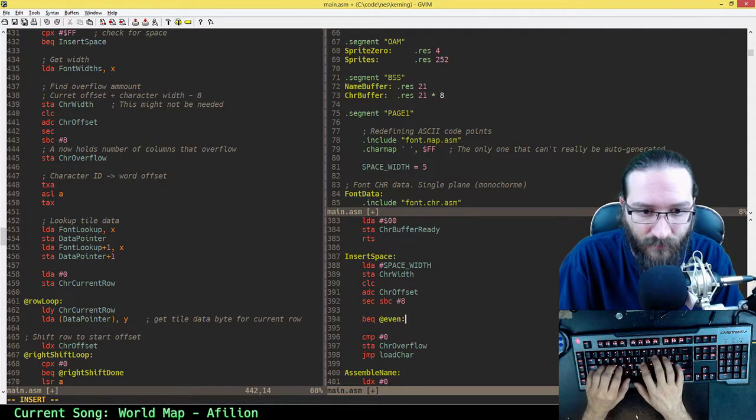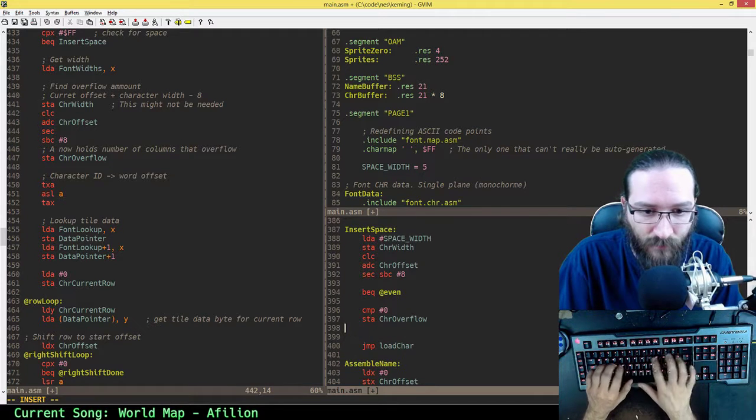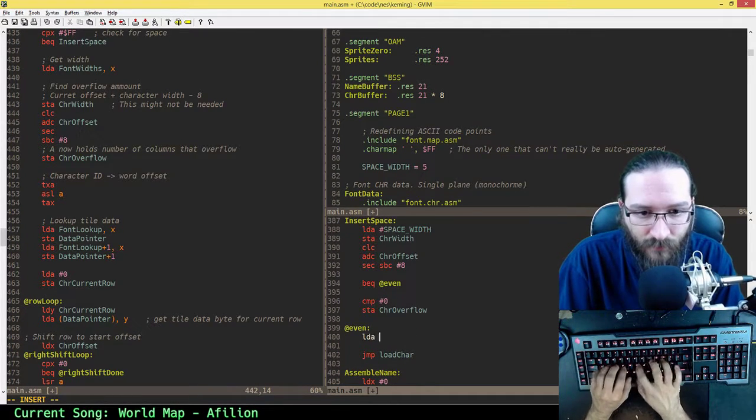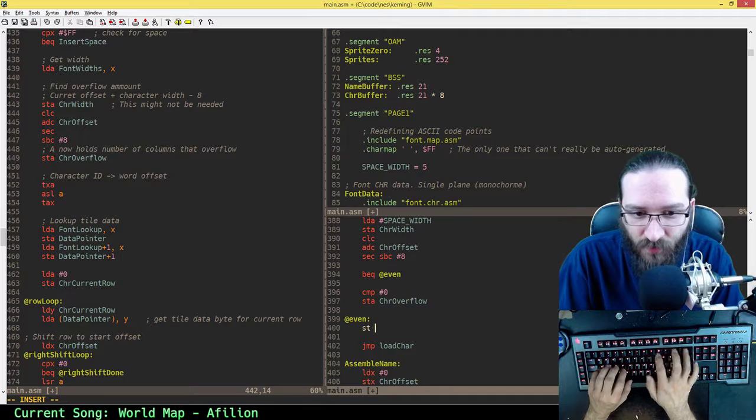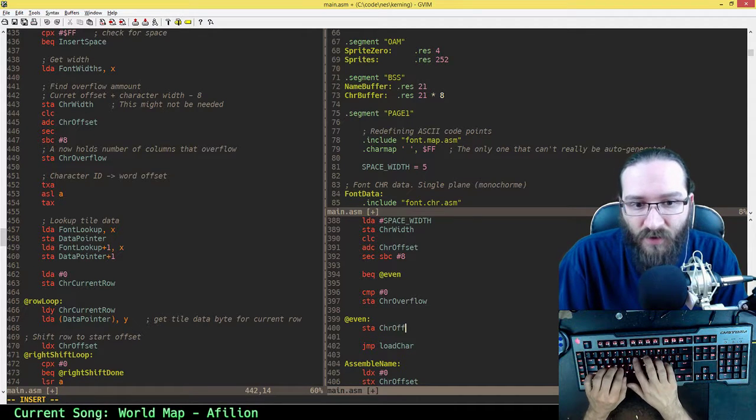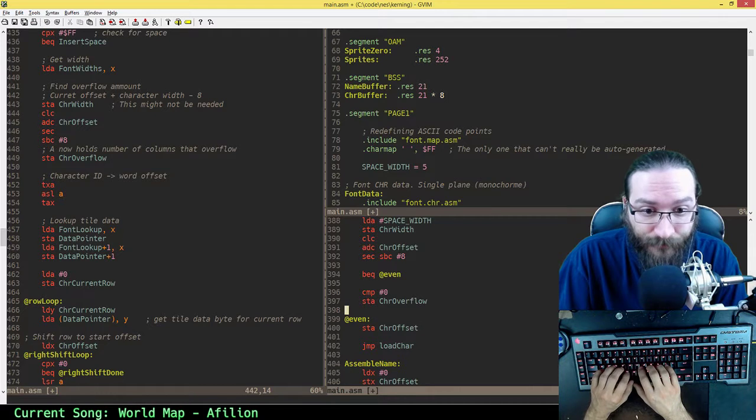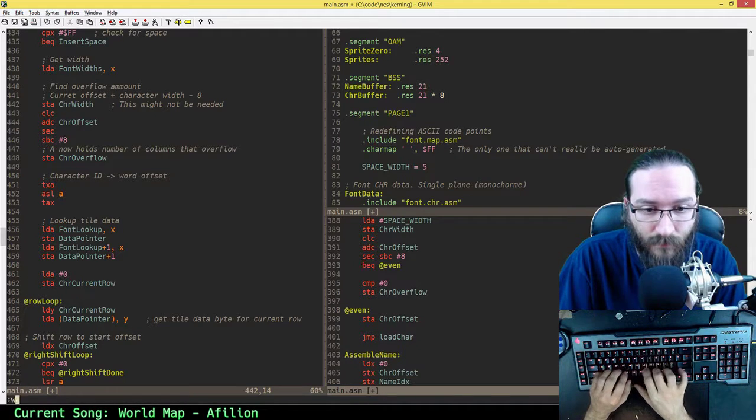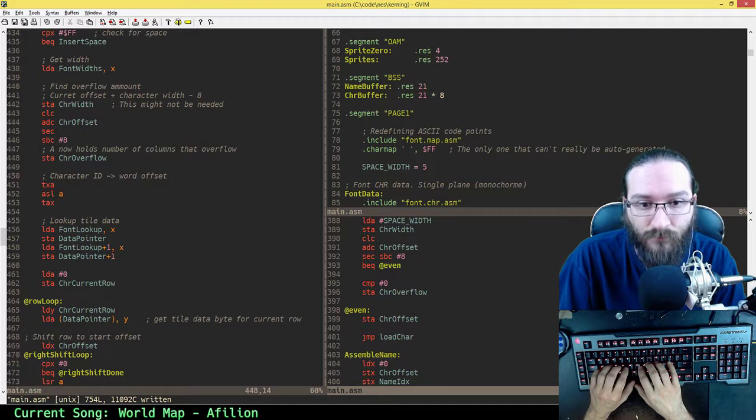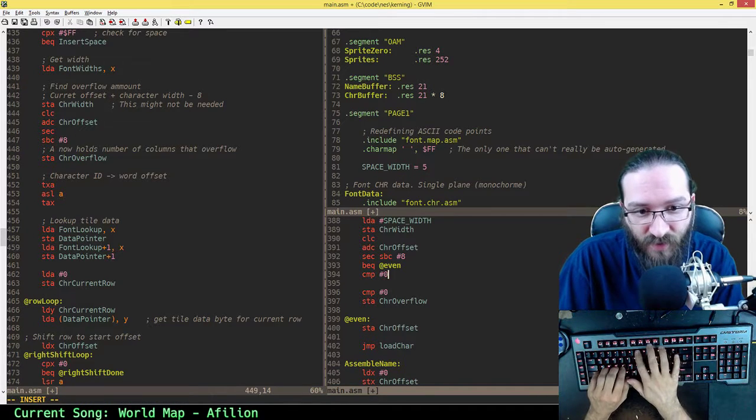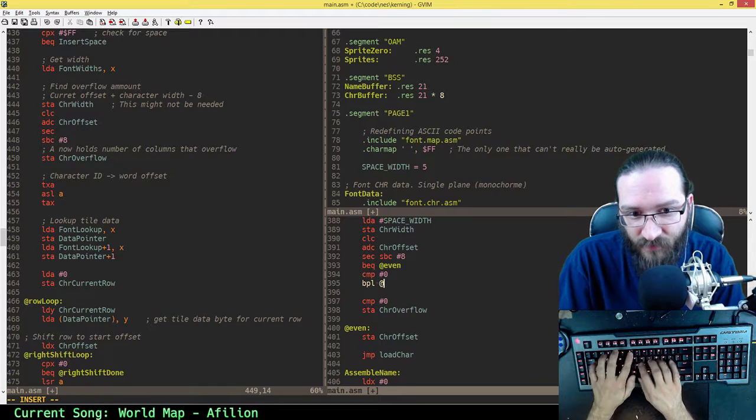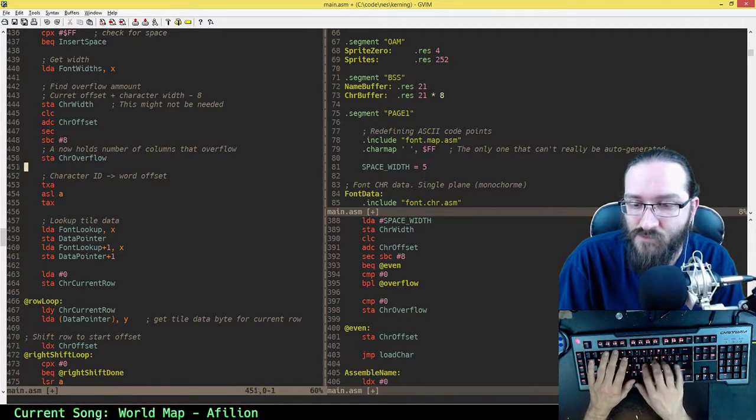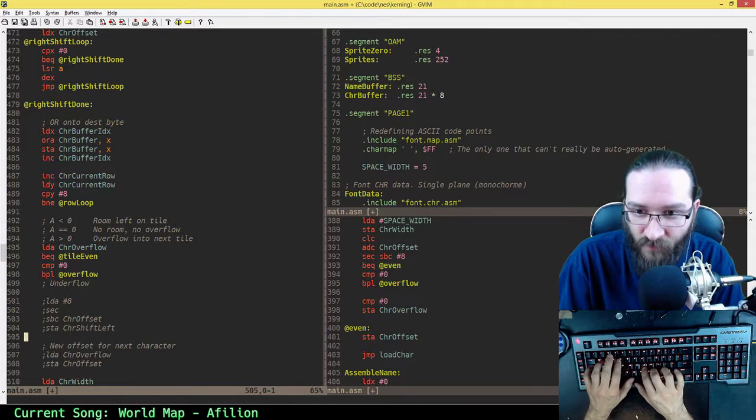Even. It's going to be equal. So just store that into CHR offset and go on your merry way. Okay. If it is positive, so comparing that again to 0, branch plus, right? To overflow, yep.